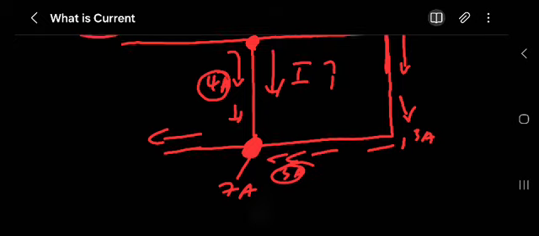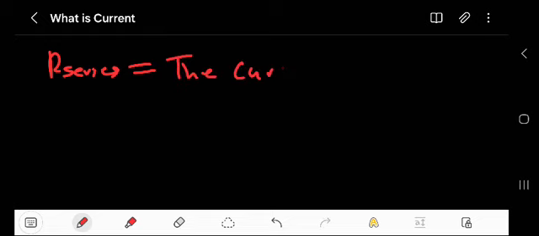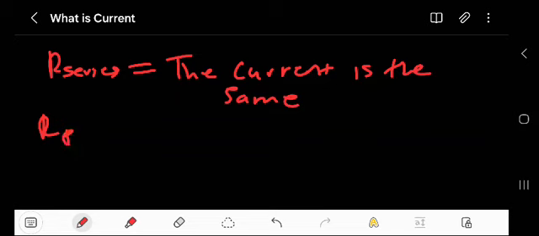So in other words, for review, dealing with series resistors, when your resistors are in series, you must know that the current is the same, as you have seen there. But when the resistors are in parallel, you have seen that the current will differ.